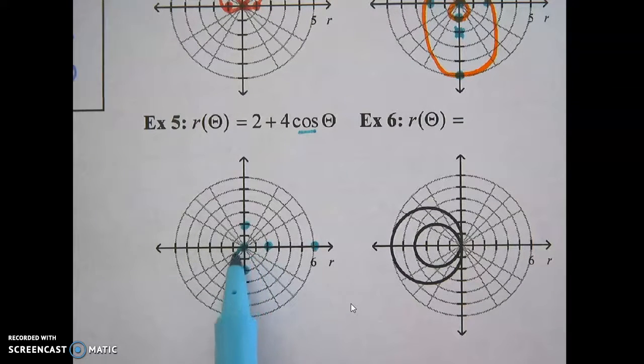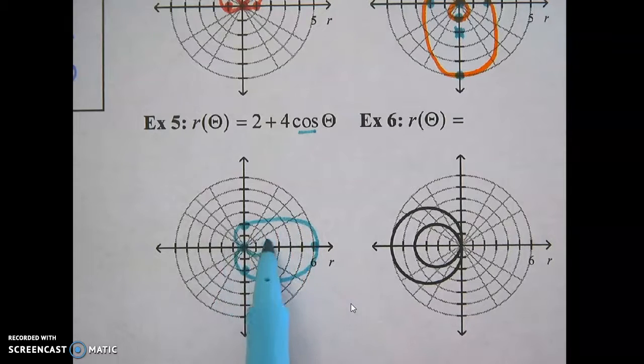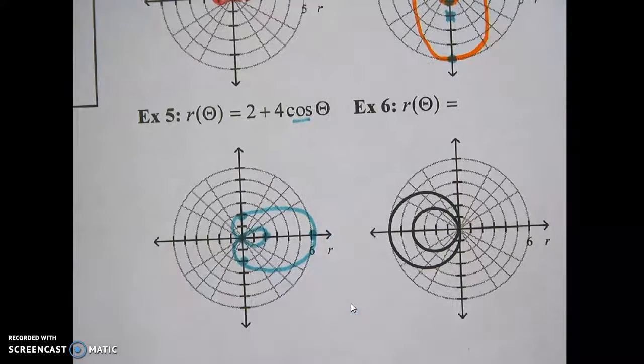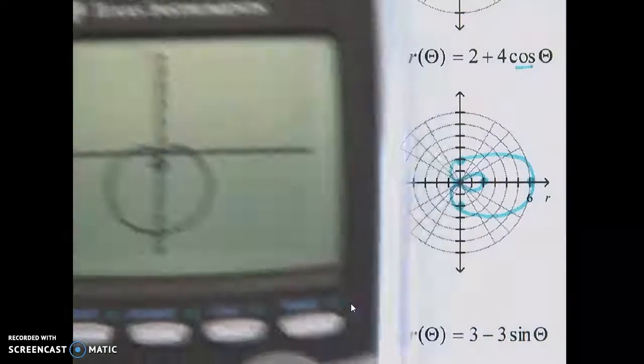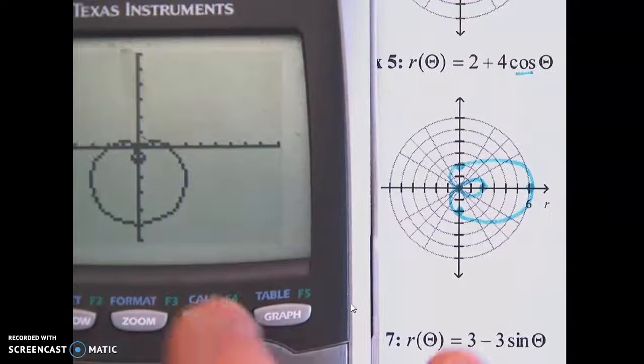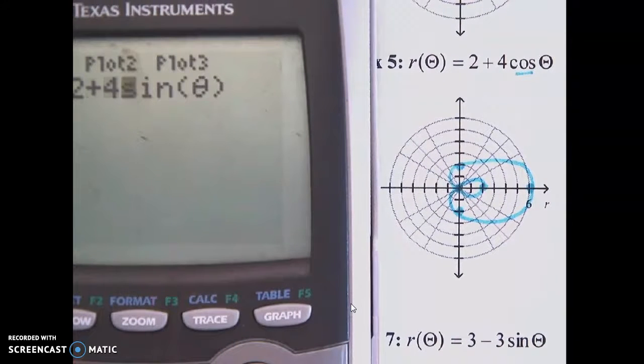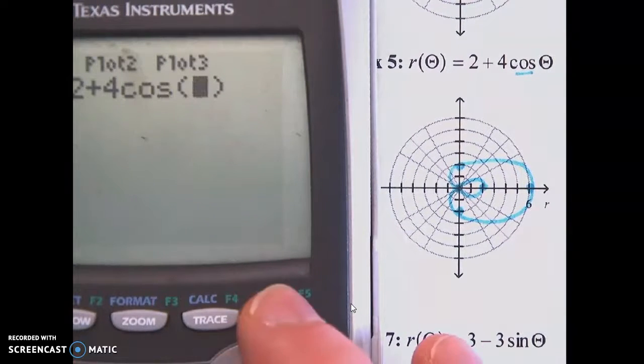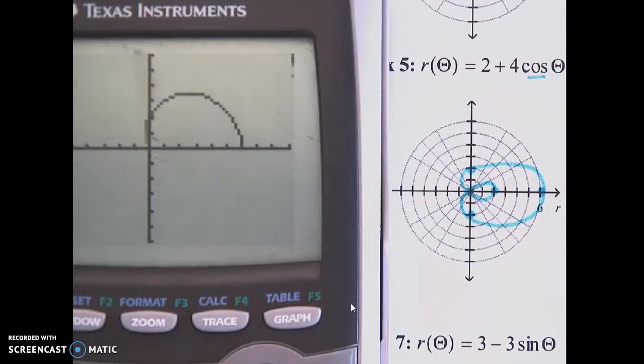So start at the origin, loop to your big, loop back around. Ooh, that one was pretty good. Let's see how we did. Just a quick double check to make sure that we did it right. 2 plus 4 cosine of theta. Nice.